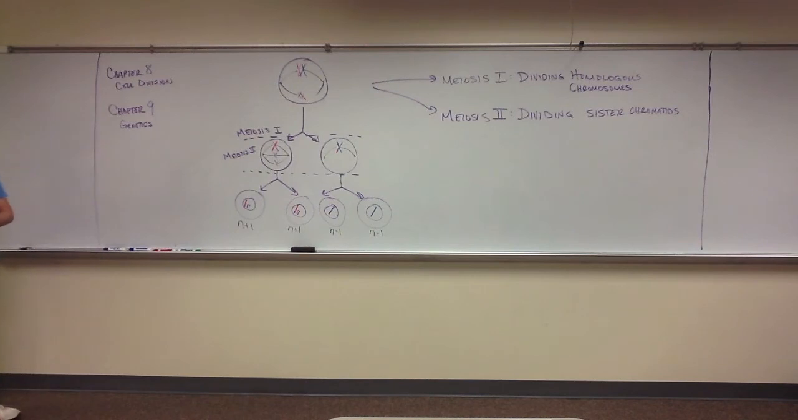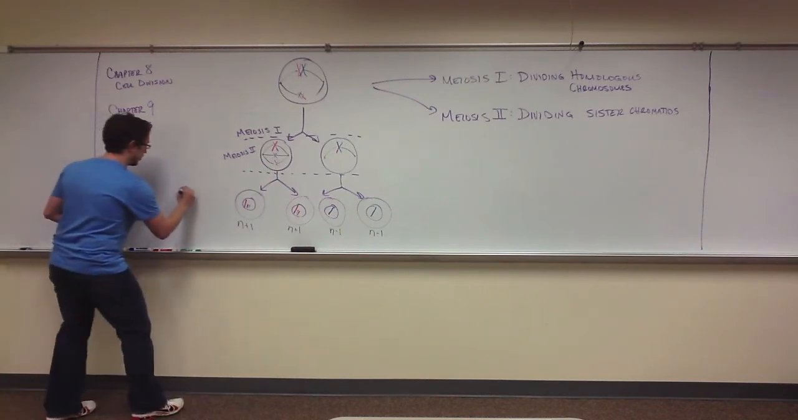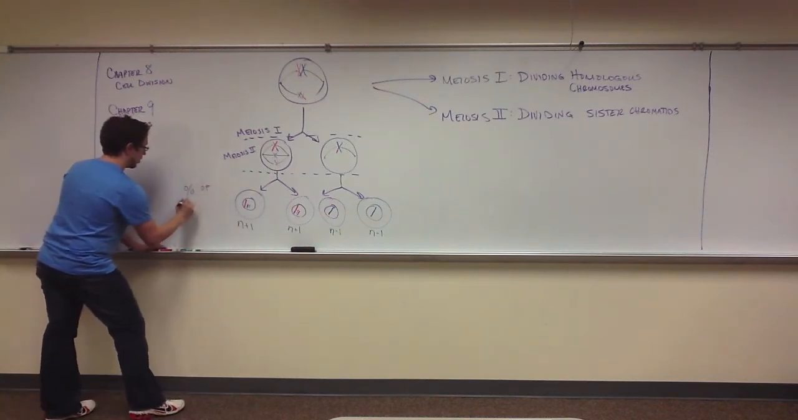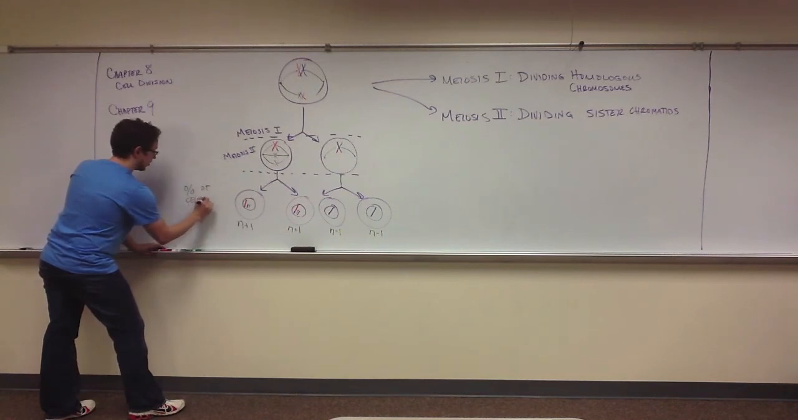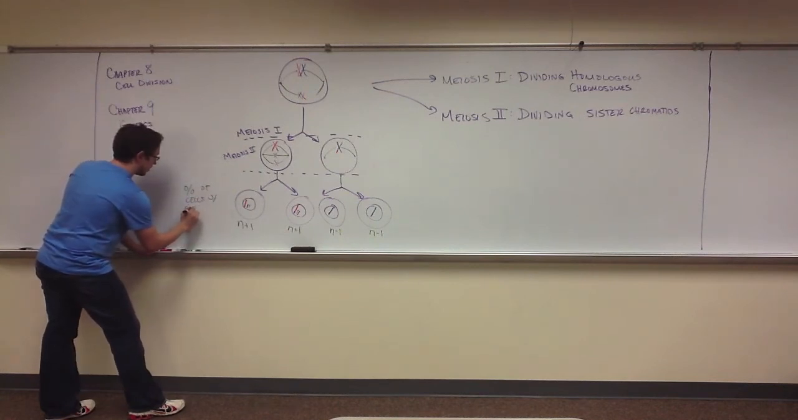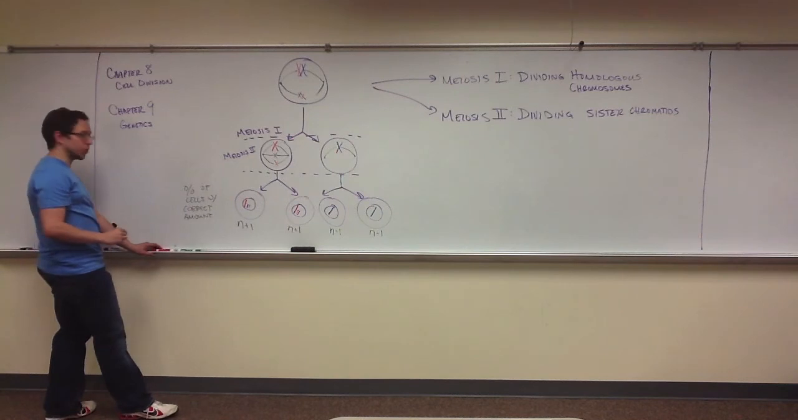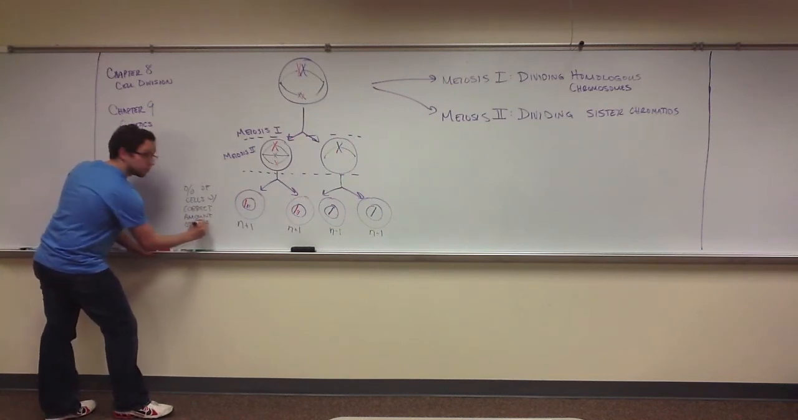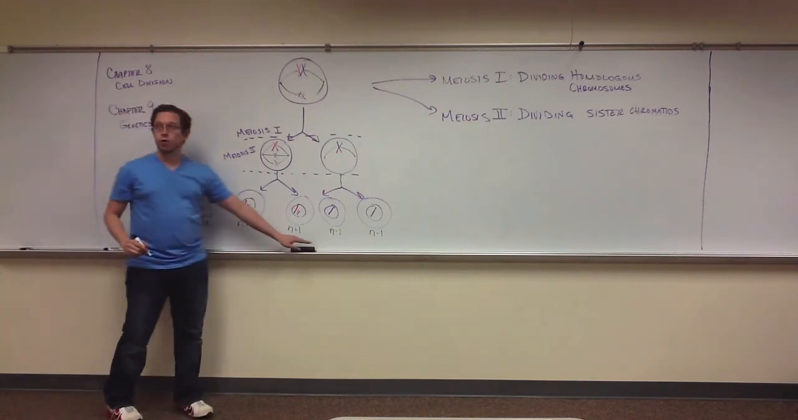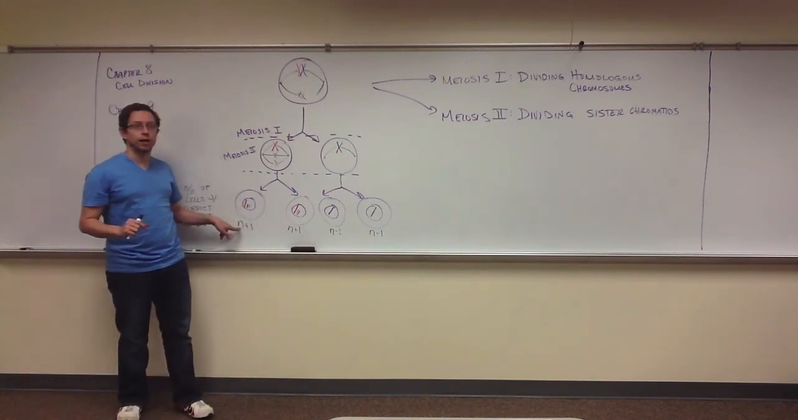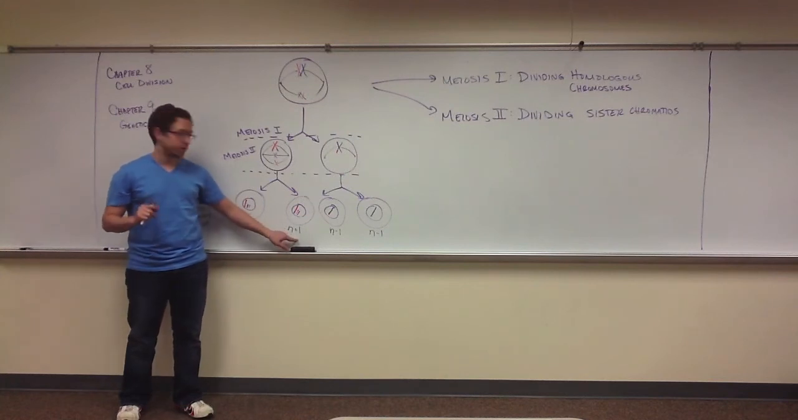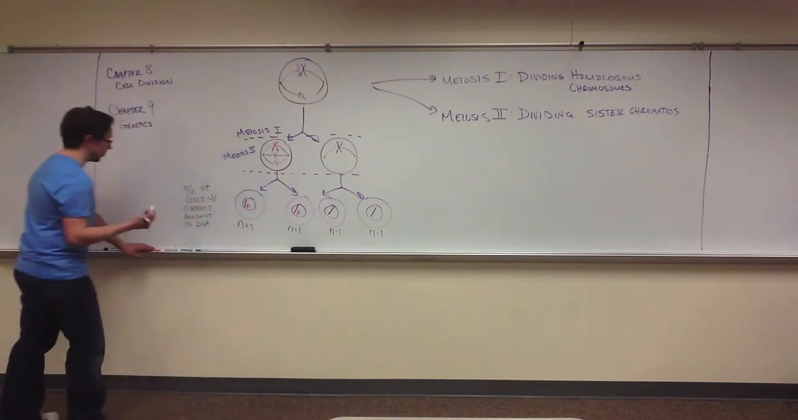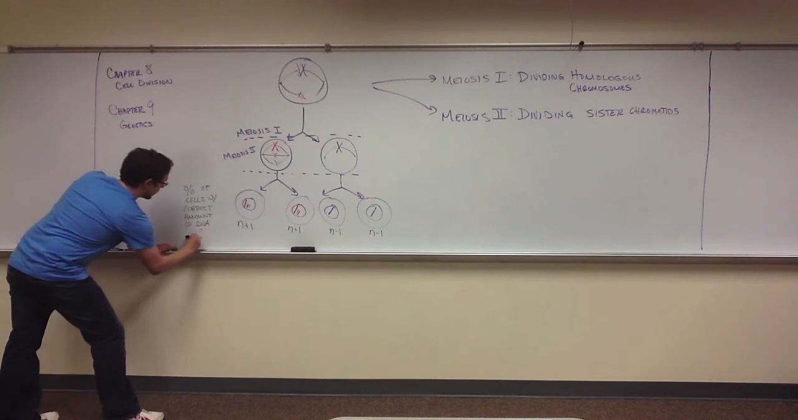So, what is the percent of cells with the correct amount of DNA at the end of a nondisjunction of meiosis 1? Do any of these have the correct amount of DNA? No, we're expecting these cells to just be 1N. These two are 1N plus 1. These two are 1N minus 1. So that means we have 0%.